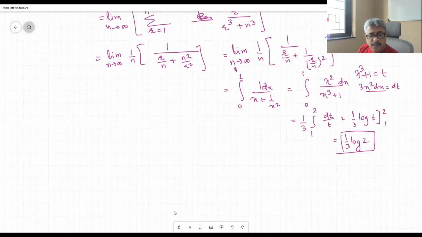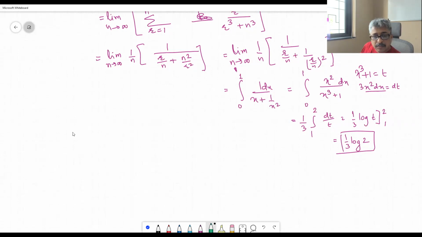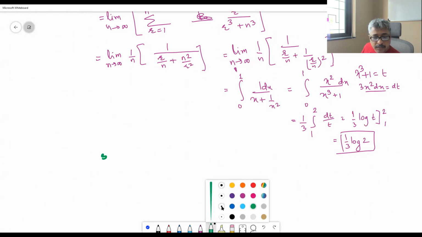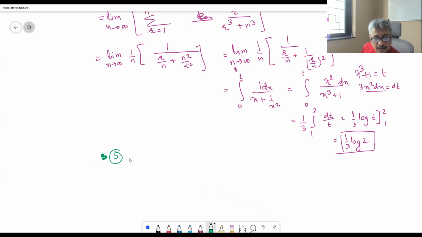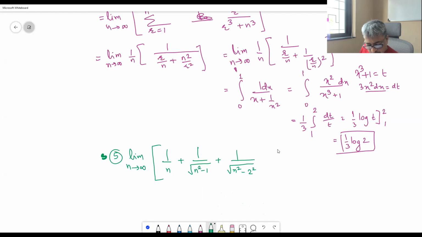Question number 5. Limit n tends to infinity, inside bracket 1 upon n, I should write it carefully, 1 upon radical n square minus 1 plus 1 upon radical n square minus 2 square plus dot dot dot plus 1 upon radical n square minus n minus 1 square. Find out.